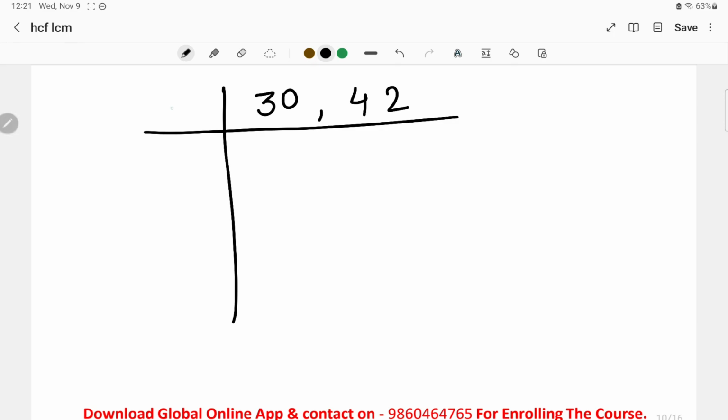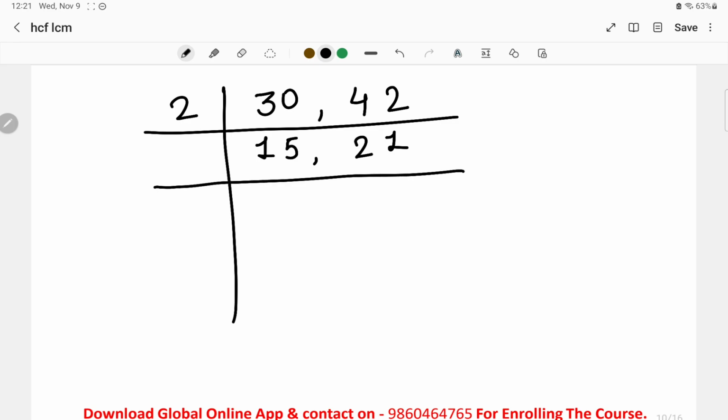So we can clearly see that 30 is divisible by 2, as well as 42 is also divided by 2 completely, right? So I'll take 2 over here. 2 1s are 2, 2 5s are 10, 2 2s are 4, and 2 1s are 2. Right, this is how we do it.